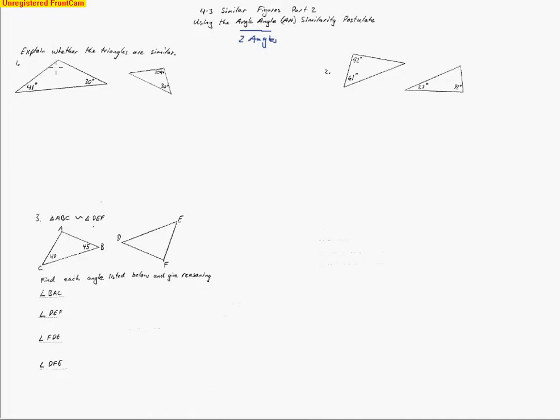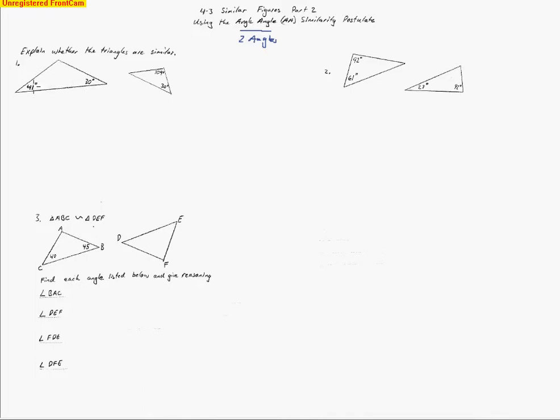The reason why we only need two is because if you take the sum of all the angles in a triangle, it's 180. So if we know two of them, then that third one would have to be the same as well, because you always subtract that sum from 180 to find the third one.